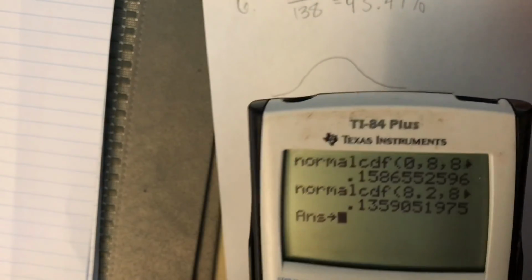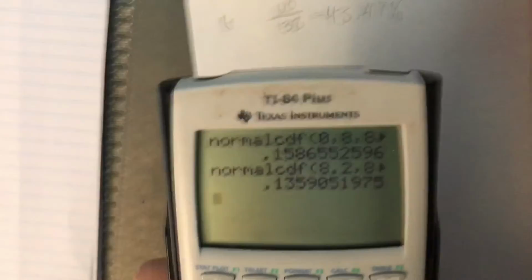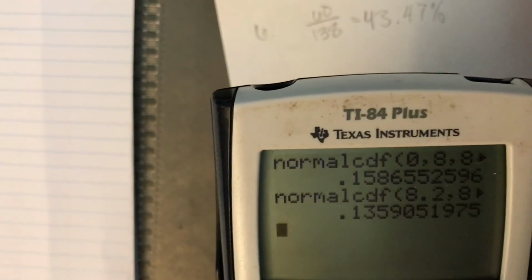All right, so that's that for normal CDF. Remember, inverse norm is for z-score, normal CDF is for a proportion.